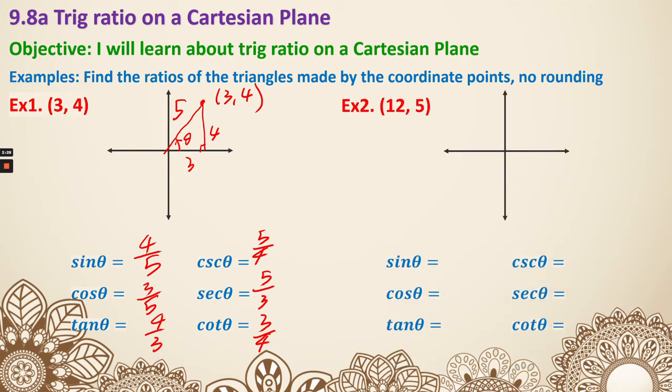Second one, (12, 5). That's around right here. That means this has got to be 12, and that's got to be 5. I can solve for the hypotenuse, that's going to be 13. So sine is 5 over 13, cosine is 12 over 13, tangent is 5 over 12, then flip all of them.